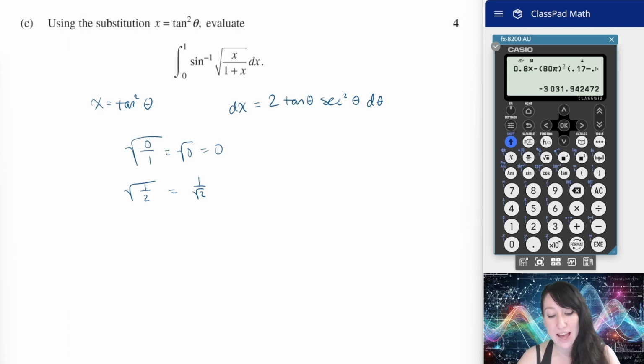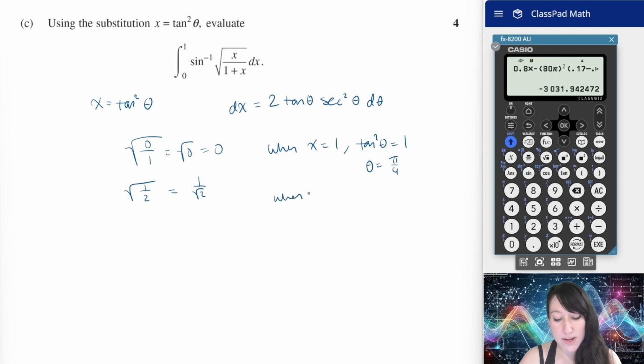And if we look at x equals tan squared theta, when x is 1, we get tan squared theta equals 1. Normally, we'd have to square root that and get plus or minus 1, but we know we're looking in quadrant 1 right now. So in that case, theta is pi over 4. And when x is 0, tan squared theta equals 0, so theta equals 0. So those are our new limits of integration.